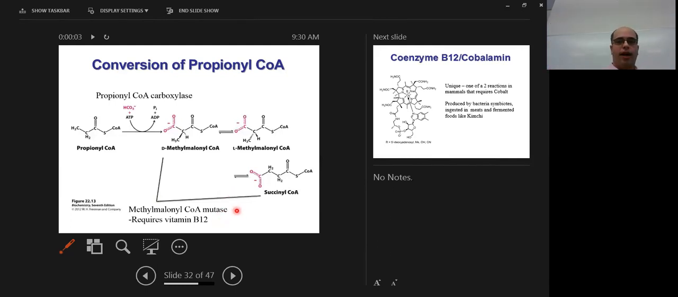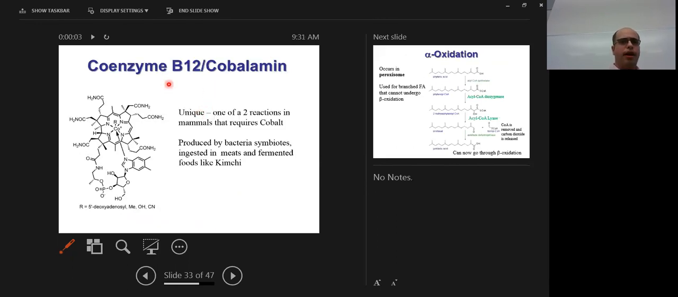This requires vitamin B12, which is a coenzyme called cobalamin, which is very unique. It is one of only 2 molecules in our body that actually uses the element cobalt. And so cobalt is a trace element required by us primarily for this reason. The actual production of this very large molecule used as this coenzyme is done by the gut bacterial symbionts. You can get some of it from meat that's ingested and from fermented food like kimchi as well. So there are multiple routes of getting this in. Without the cobalt, you won't be able to process those odd number fatty acids.